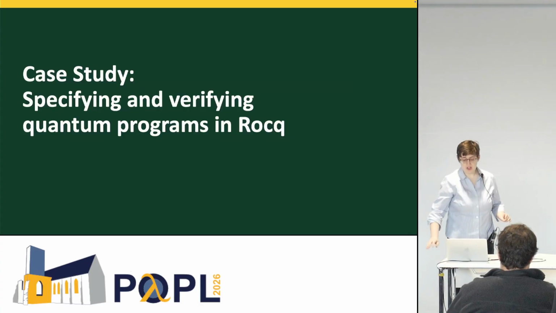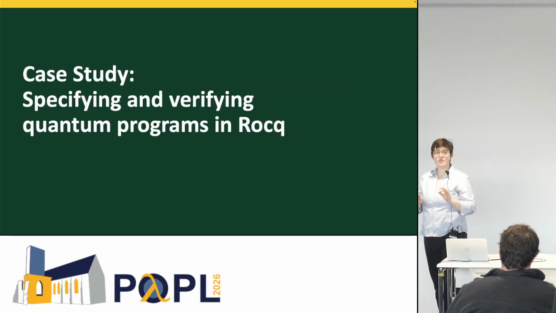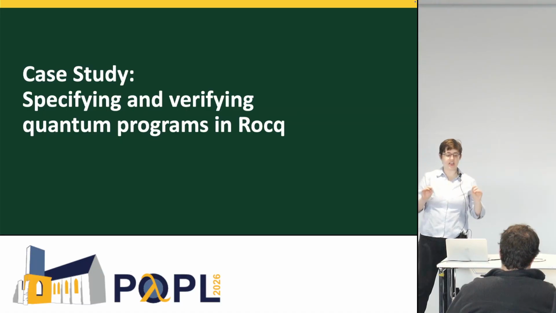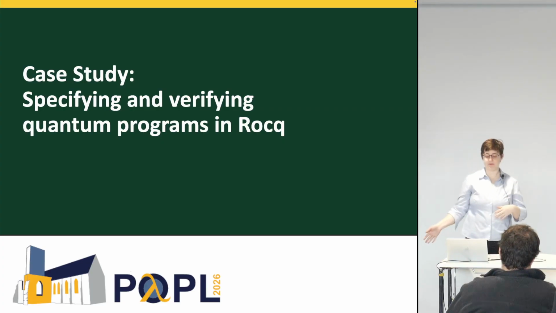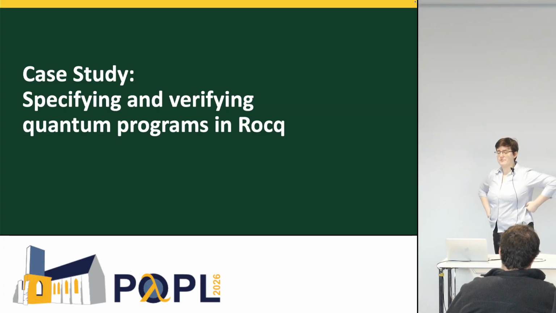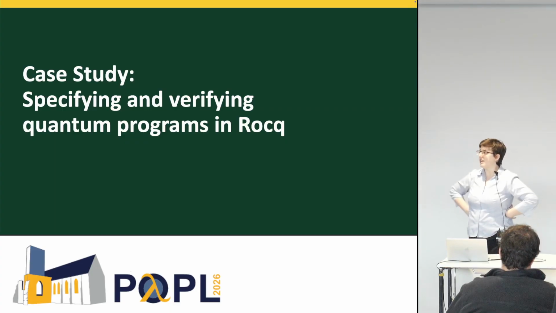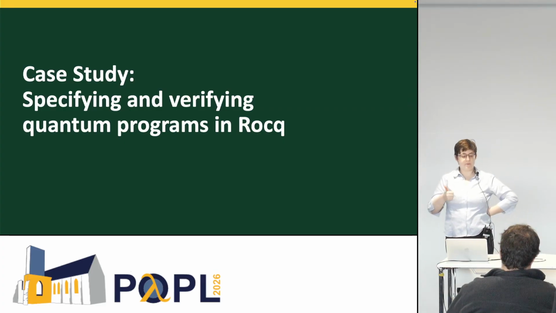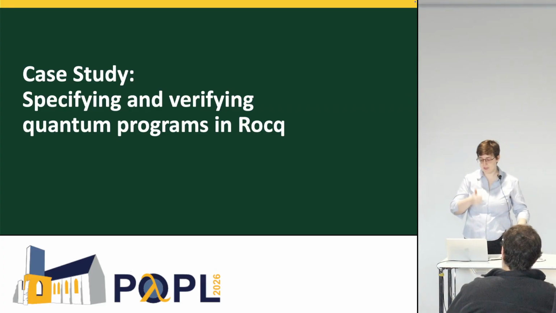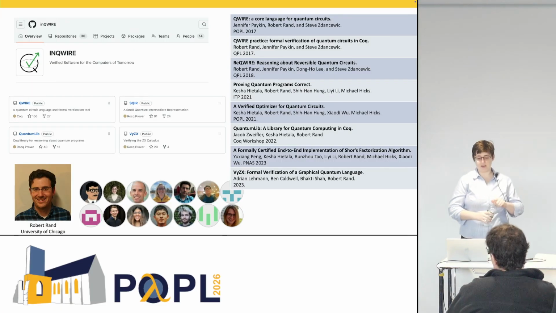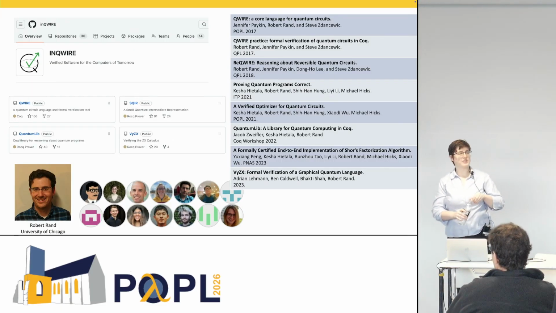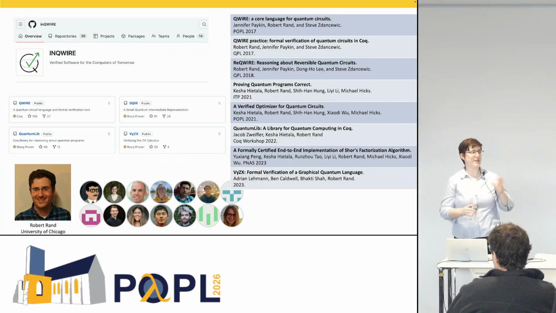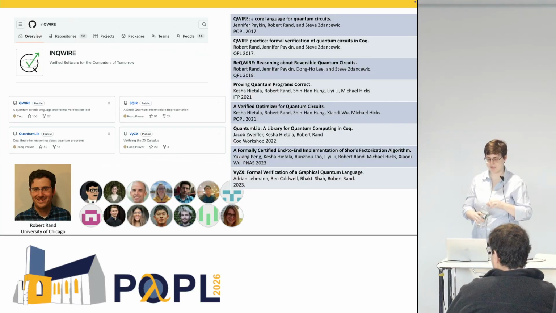Okay, so with that, let's start talking about verification. We've talked about representations, we've talked about semantics. Let's talk about verification. And to introduce this idea, I want to use a particular line of work, which I'll refer to as Inquire, because that's the name of the GitHub repository.